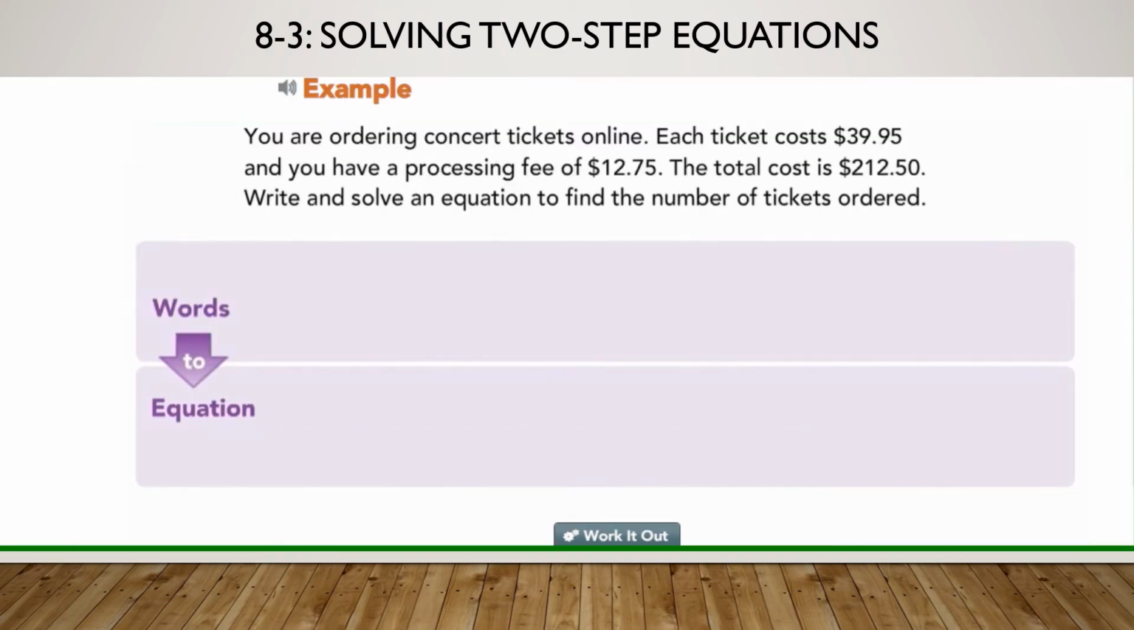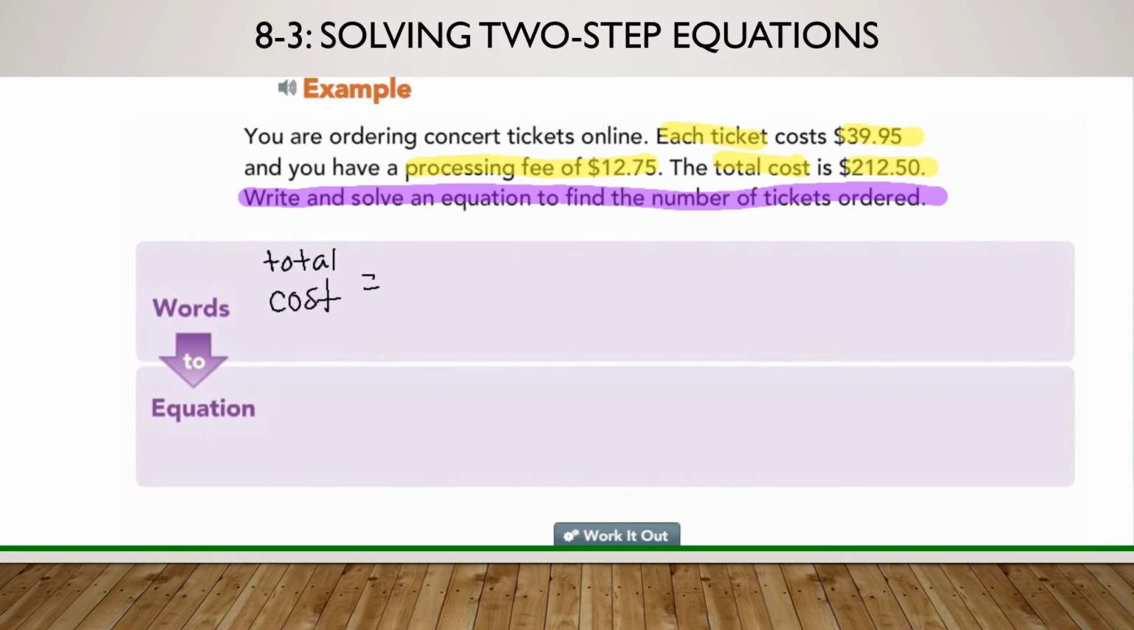The first thing we're going to do to solve this question is annotate. So I'm going to highlight my given information in yellow. So it says each ticket costs $39.95. Then we have a processing fee of $12.75, and the total cost is $212.50. Now my find, it says write and solve an equation to find the number of tickets ordered. So the first thing we have to do is write this out in words. Now we know in 7th grade when we build our equations, we set it equal to our total.